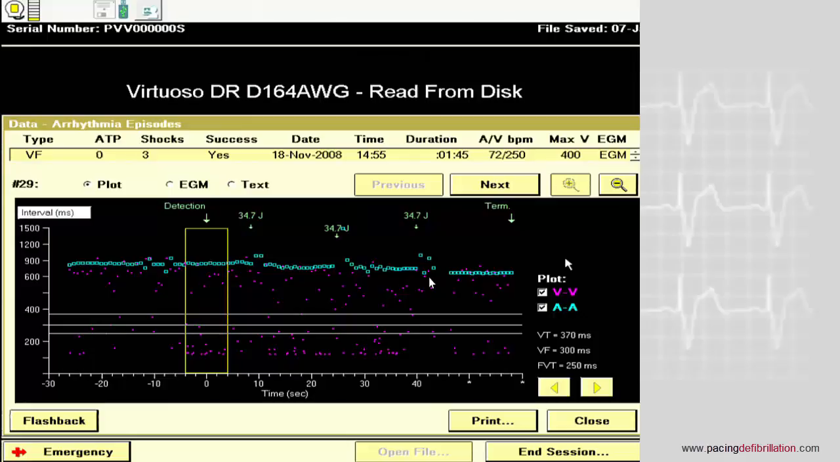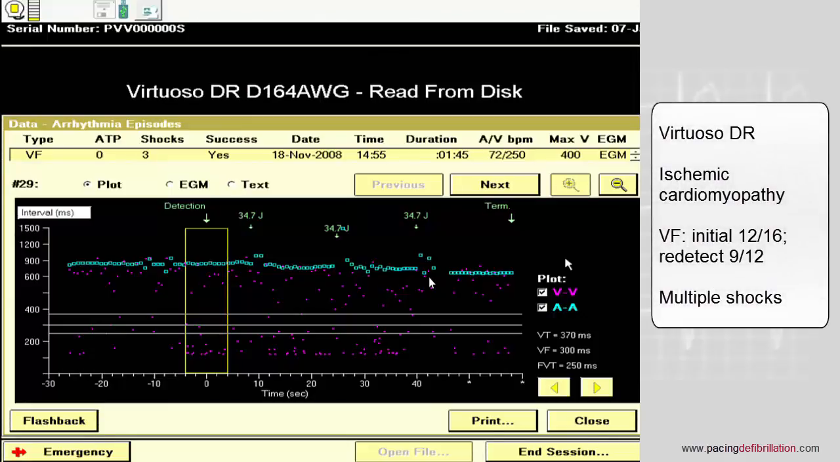This is the tracing of a patient with ischemic cardiomyopathy implanted with a dual lead ICD and hospitalized because he had received several shocks in the absence of symptoms. This is an old device, a Virtuoso DR. The aim of the tracing is to explain the need to extend the initial count to 30 out of 40 in the VF zone to reduce the risk of inappropriate therapies.